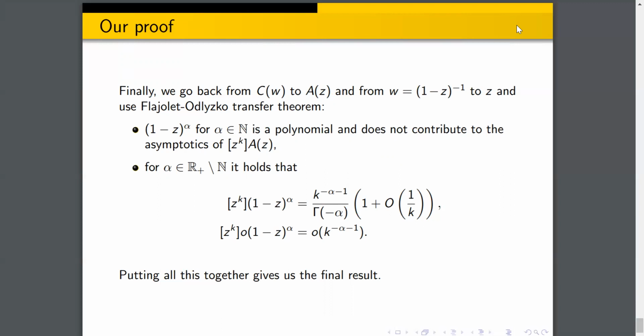And since we have only a finite number of big and small O's, we obtain some tail which grows smaller than the main part. And this gives us the final result.